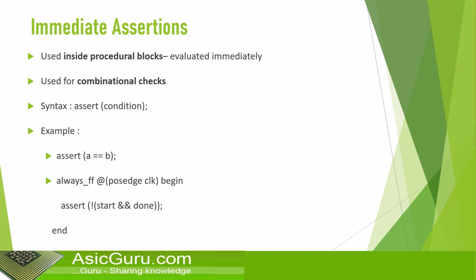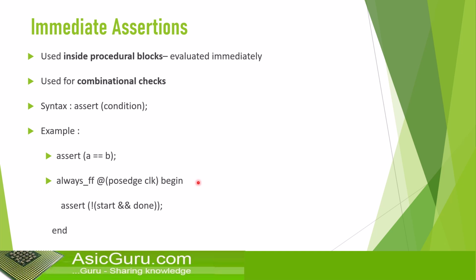So let's understand each assertion type separately. In SystemVerilog, immediate assertions are evaluated instantly, right when the simulator executes the statement. They are used inside procedural blocks such as always, initial, always_ff, and they are also used for combinational checks. The syntax for immediate assertions is very simple: assert and the condition. For example, assert (A == B). So this ensures that the value of A equals B at the time of execution.